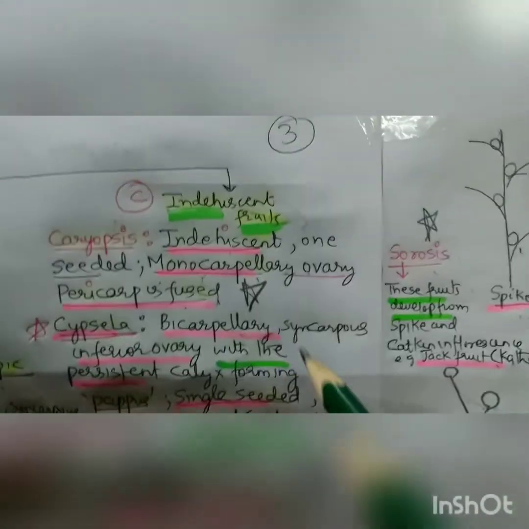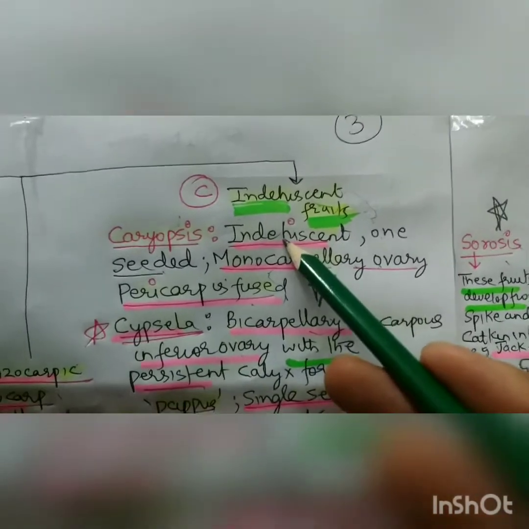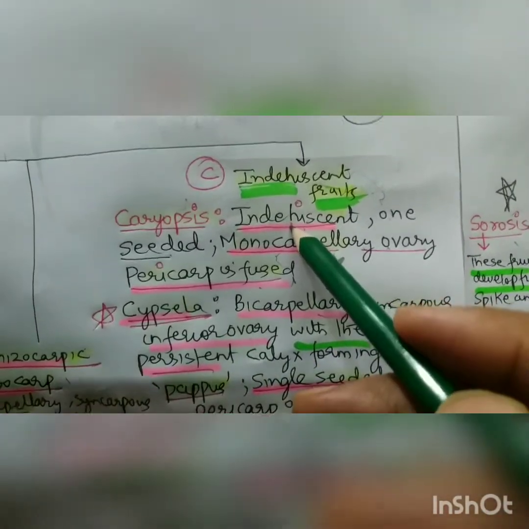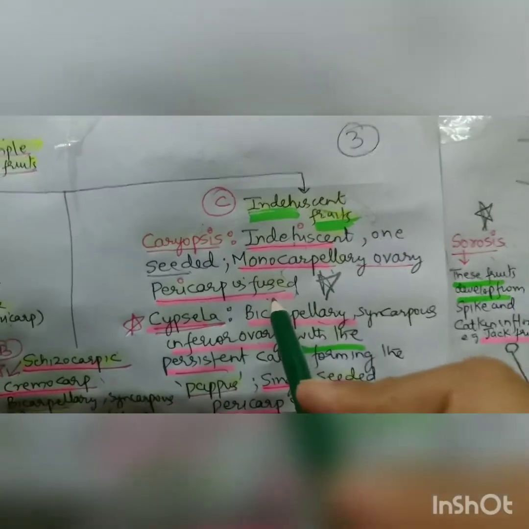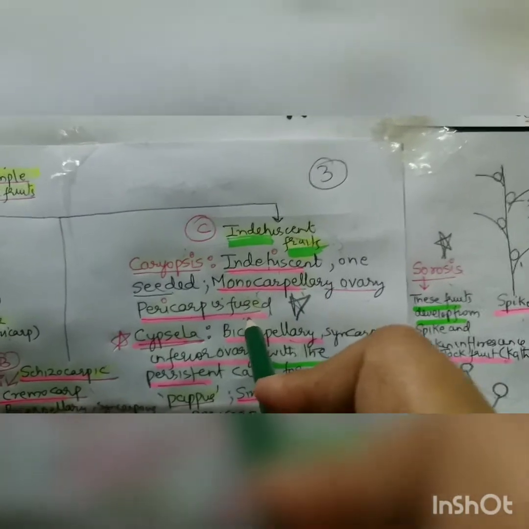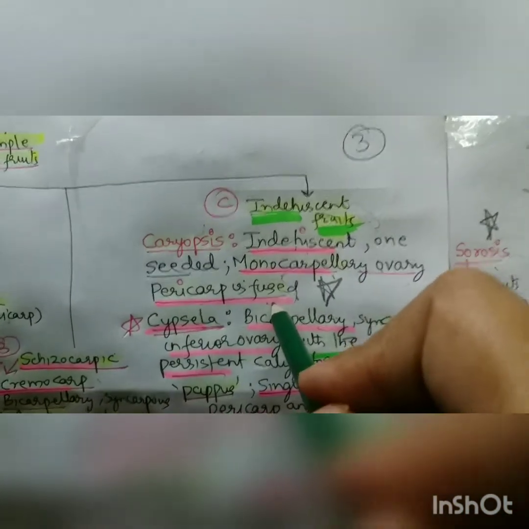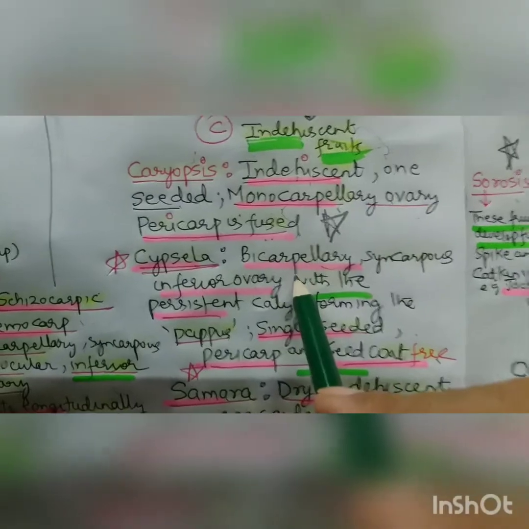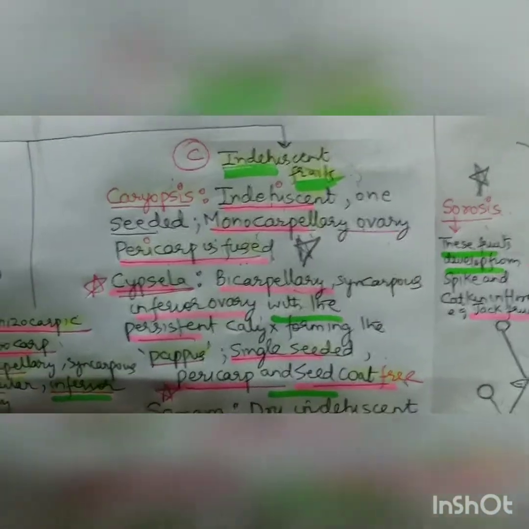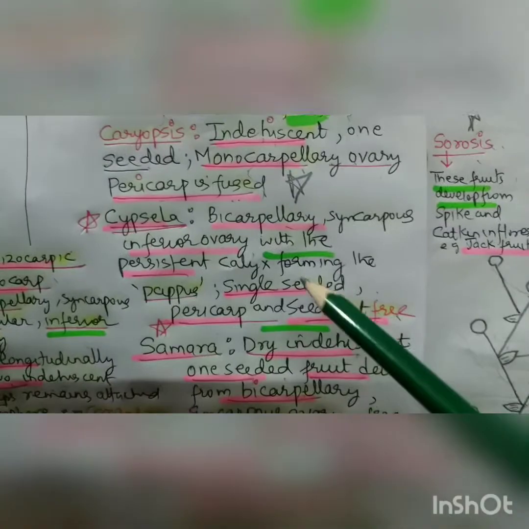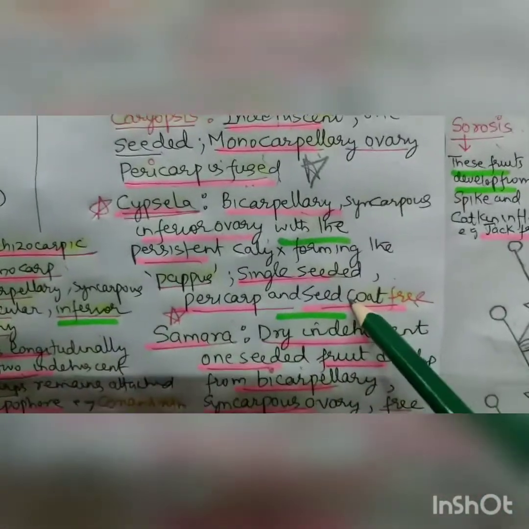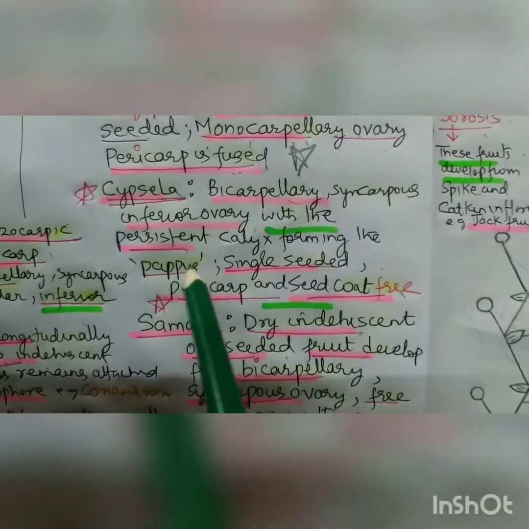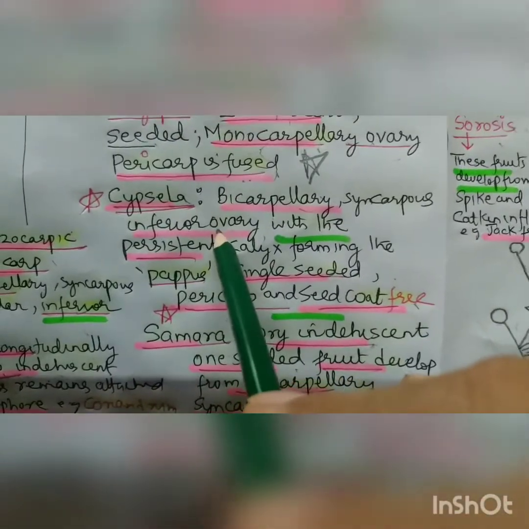See, caryopsis we did in very explained form yesterday. It is indehiscent, with a monocarpellary ovary, and the pericarp is fused, right? Whereas in case of follicle, the pericarp is free. Both are monocarpellary. And cypsela is bicarpellary, syncarpous, with an inferior ovary and persistent calyx forming pappus. In contrast, siliqua is also bicarpellary, but there the pericarp is free, and the difference is that cypsela is from the inferior ovary, right?